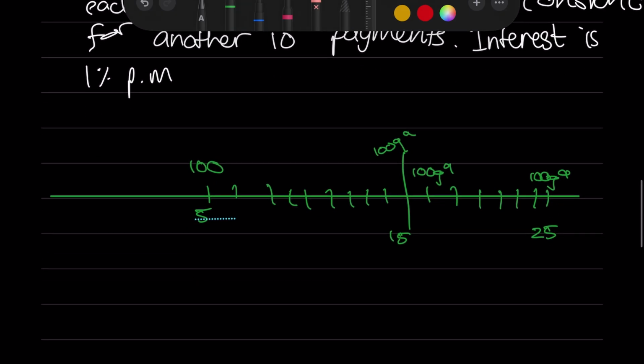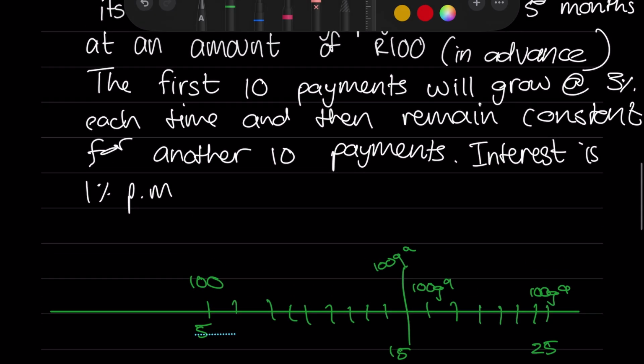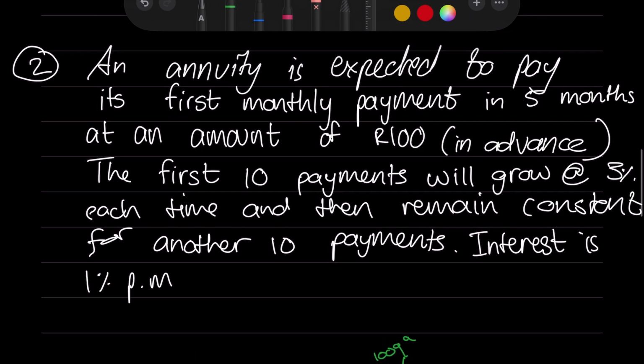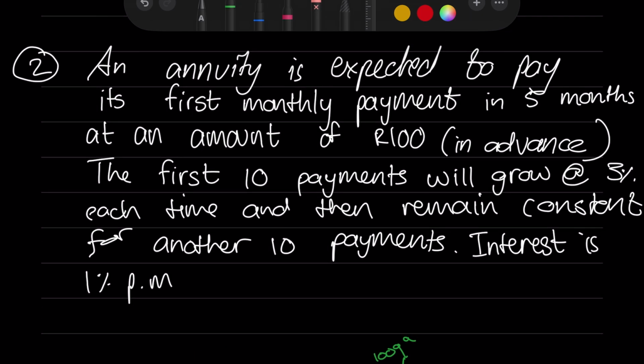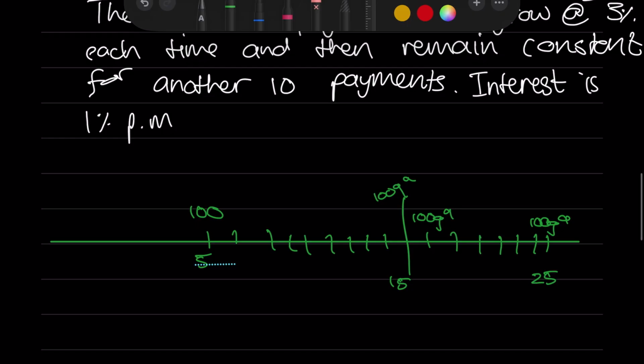Let me just, interest is 1% per month. We need it in, are these payments monthly? Expected to pay first monthly payments. Yeah, so we leave interest. I just like writing it there so that it's clear. So we need to eventually get it to time 0.